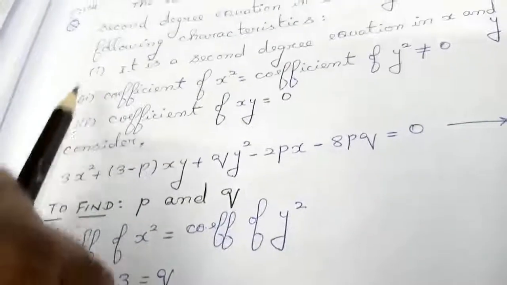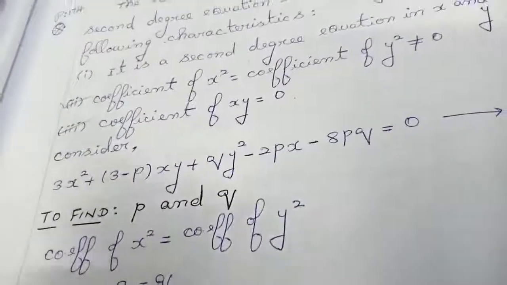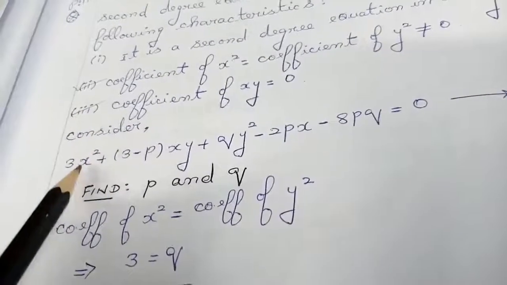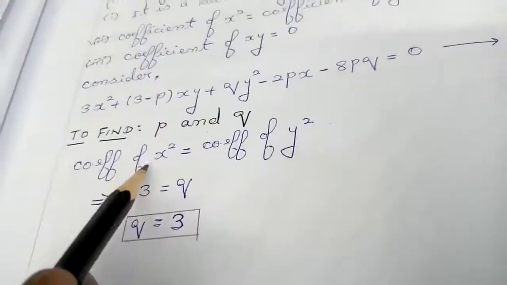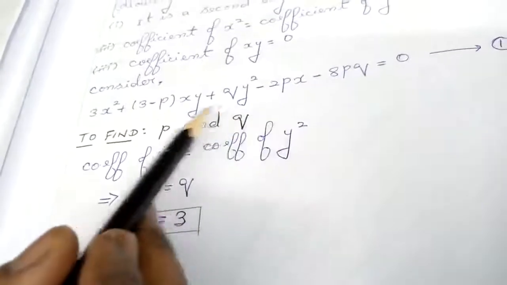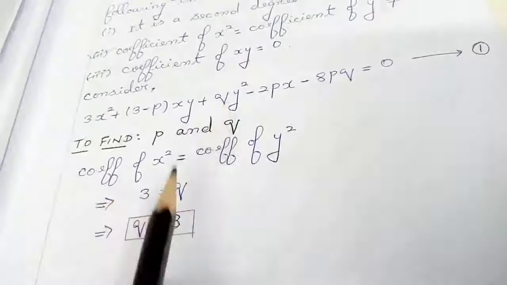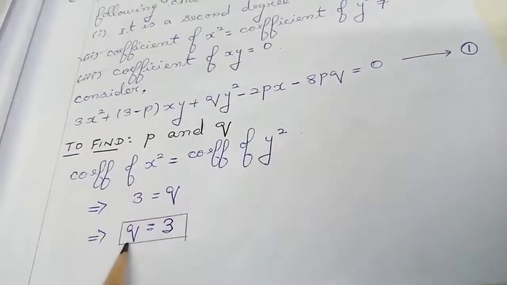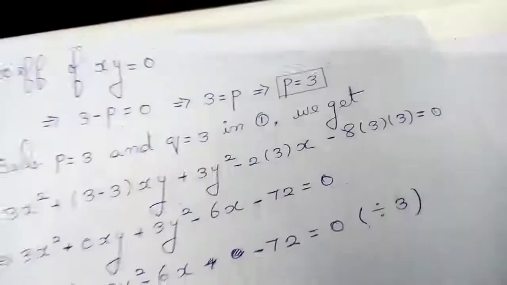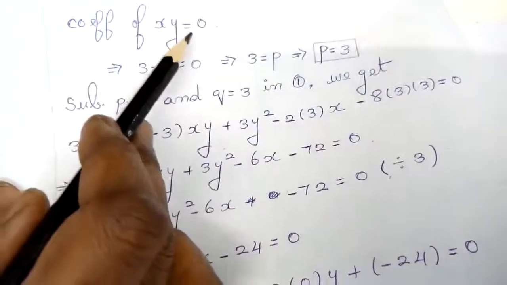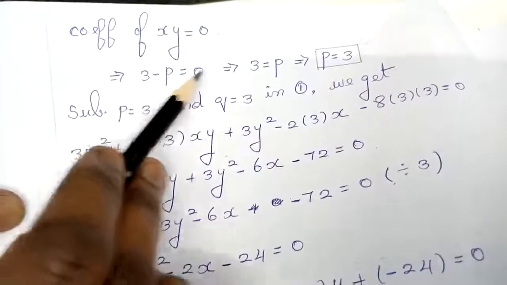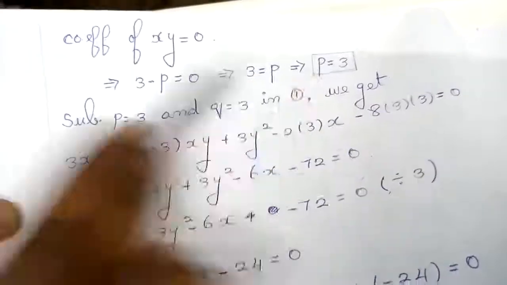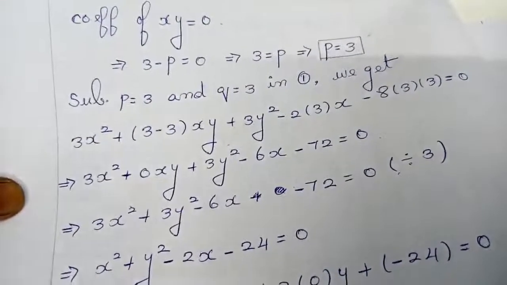I am going to take the second and third conditions to find the values of p and q. I am going to apply these conditions in the given equation, marked as equation 1. Coefficient of x square is equal to coefficient of y square. Here x square is 3 and y square is q, so automatically I get q equal to 3. Next, the condition coefficient of xy equal to 0. In place of xy coefficient I have 3 minus p equal to 0, so automatically I get p equal to 3. So for both p and q I am getting the value 3.